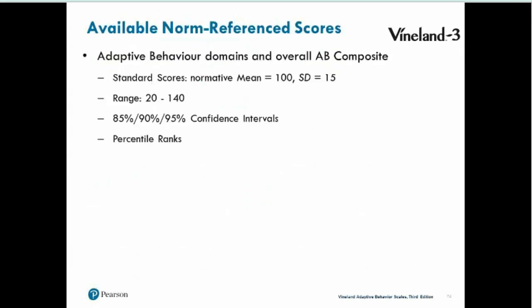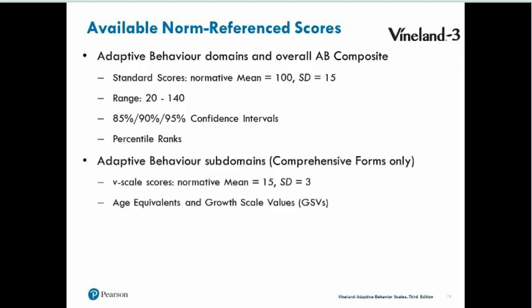Once a Vineland is completed, there's a number of norm reference scores that are available. The adaptive behavior domains and the overall composite scores all have a mean of 100 and a standard deviation of 15. The range is from a low score of 20 all the way up to 140. There's also confidence intervals and percentile ranks available.